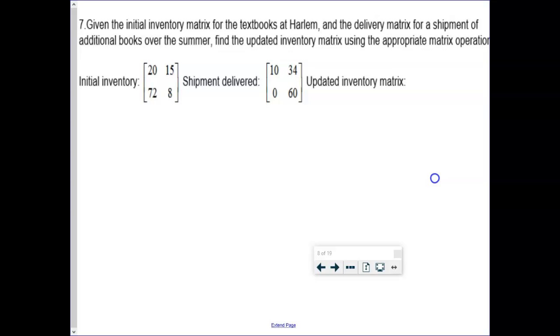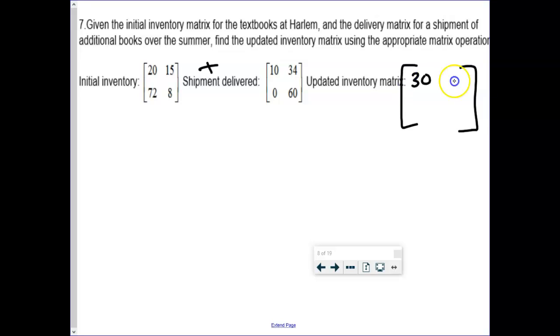What do they want you to do with these matrices? Just add them together. Existing plus new, right? So the updated inventory would just be when you add them together. I would not go to the effort of typing this into my calculator and calling it matrix A and B and adding them together. I feel like that is overkill. I think y'all can just add numbers together just fine.